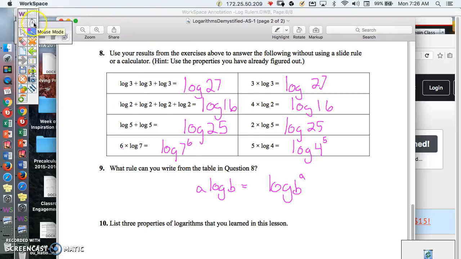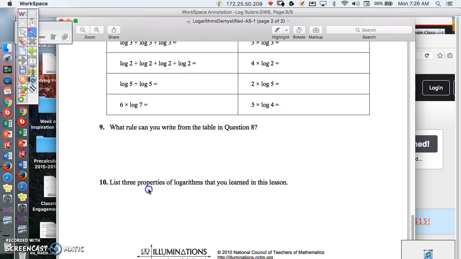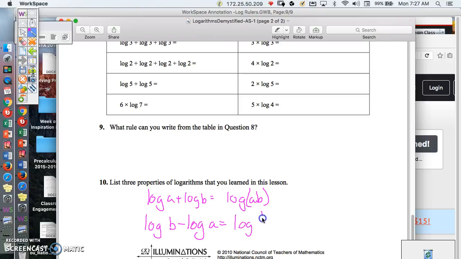So the 3 properties that we've talked about today: if we have log A plus log B, that equals the log of A times B. If we have log B minus log A, that's the log of B over A. And if we have A times log B, that equals log B to the A power.